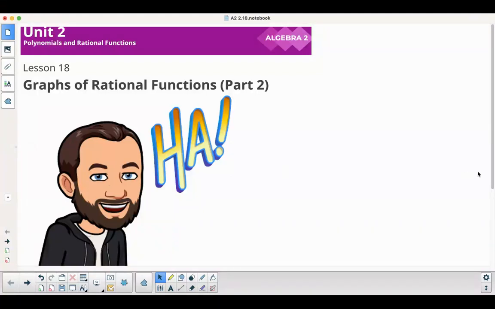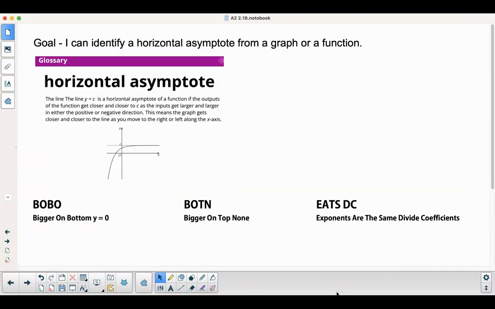Okay, Illustrative Math, Unit 2, Lesson 18 is called Graphs of Rational Functions, Part 2. All right, our goal today is: I can identify a horizontal asymptote from a graph or a function. So we've talked about vertical asymptotes. Horizontal asymptotes are the opposite direction. So instead of going up and down, we're going left to right, okay, just like that.